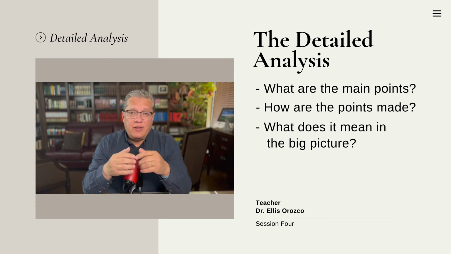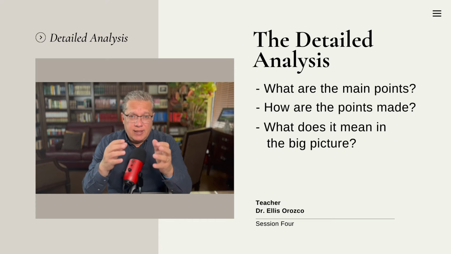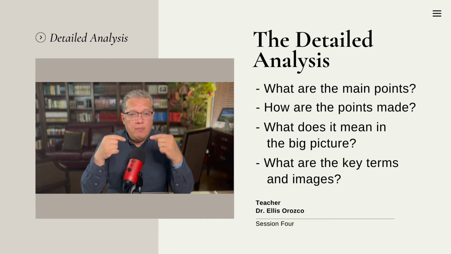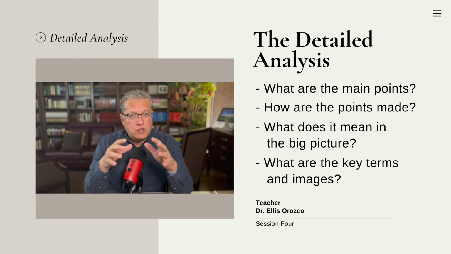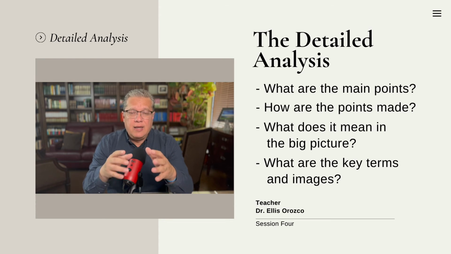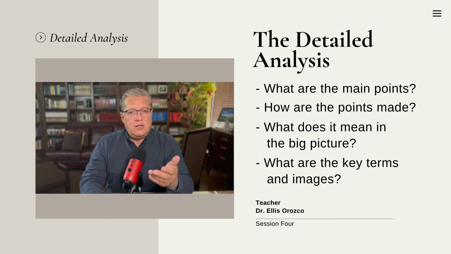Another thing you want to look at at this point are the key terms and images in the Scripture text. So what are the mental images that the writer is painting with his words? Because he wants you to see them. He wants you to see those mental pictures. And those mental images or pictures are full of meaning. So you want to go into those things. What key words does he use? Are there words that are repeated?